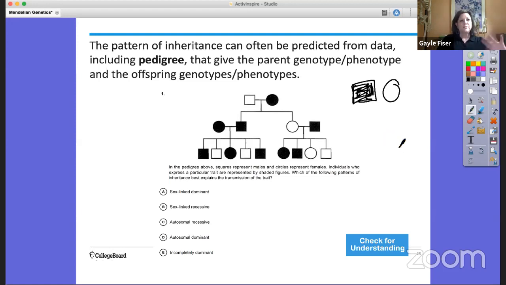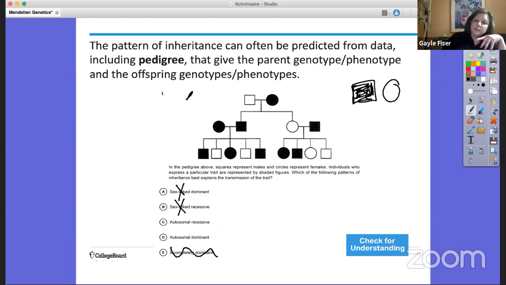So let's go through some questions that you would ask yourself about this diagram, and then you'll be able to answer it. First, are males and females equally getting this trait? And we see that yes is the answer to that. So we can automatically say this is not sex-linked, okay? And we have total, you either have the trait or you don't. So we're not going to do incomplete dominant. And now we have an autosomal recessive and an autosomal dominant.